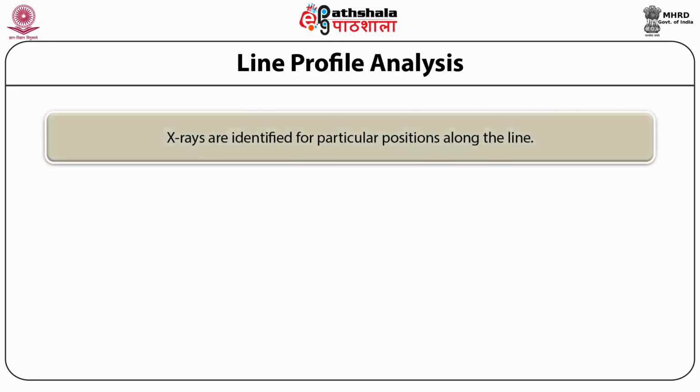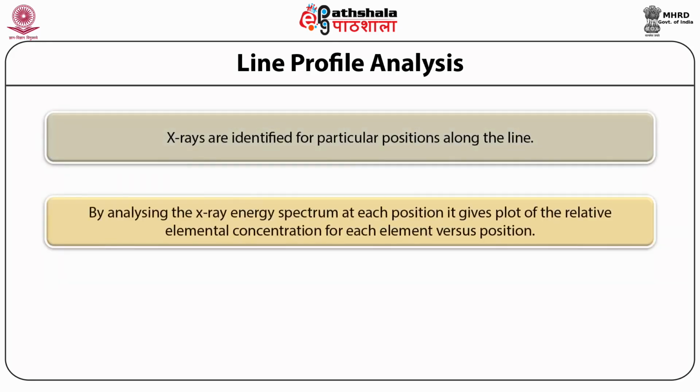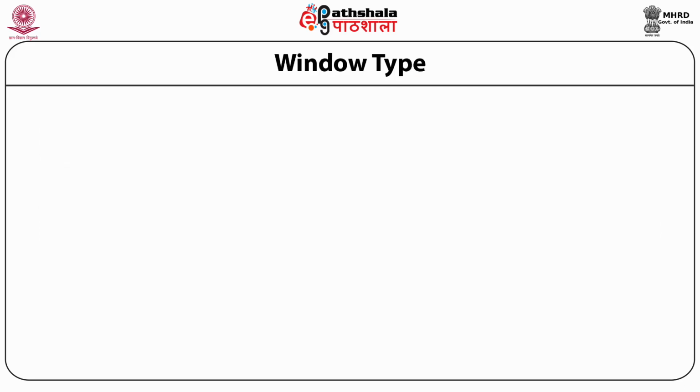X-ray is identified for a particular position along the line. By analyzing the X-ray energy spectrum at each position, it gives a plot of relative elemental concentration for each element versus the position.